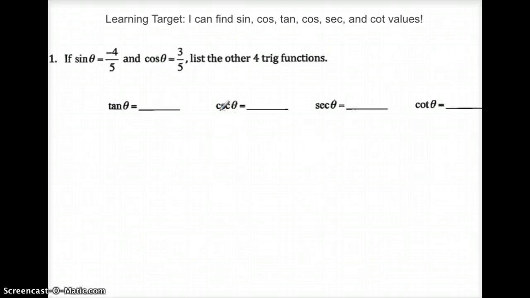But here's our first question. It says, if the sine of theta is negative 4 over 5 and cosine is 3 over 5, list the four other trig functions. Now there's no picture, I don't have a reference triangle. What the heck? How am I supposed to be able to find the four other trig functions with just these two? Well, think about what sine tells you. Think about SOHCAHTOA.